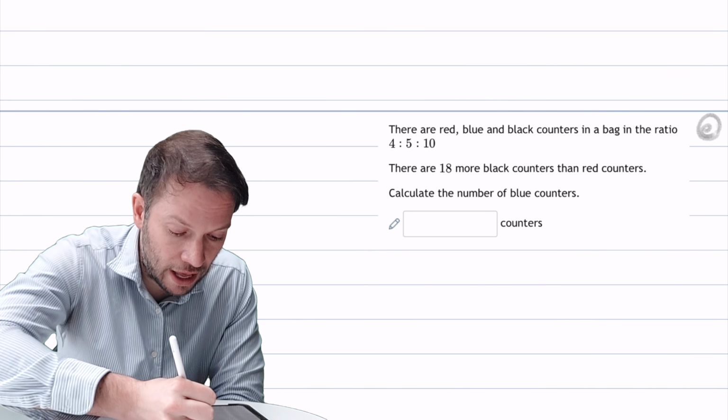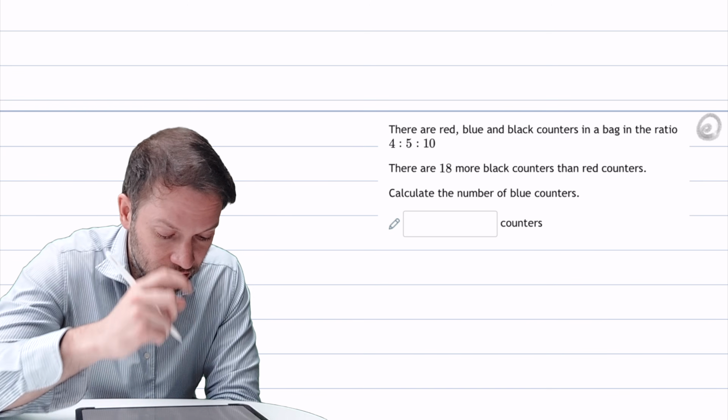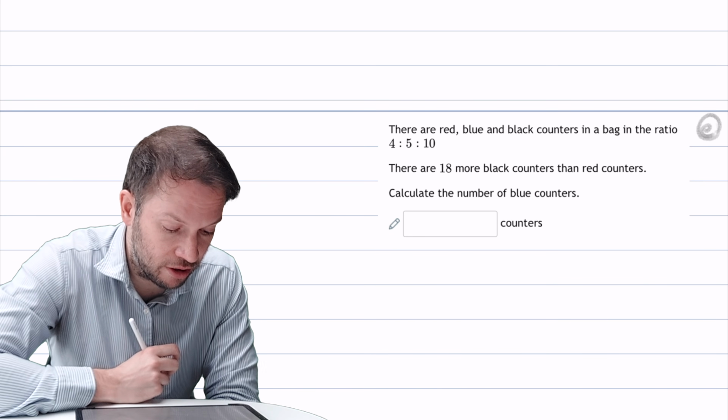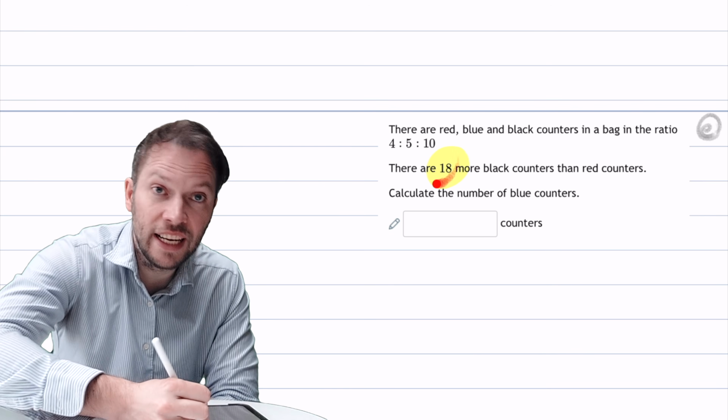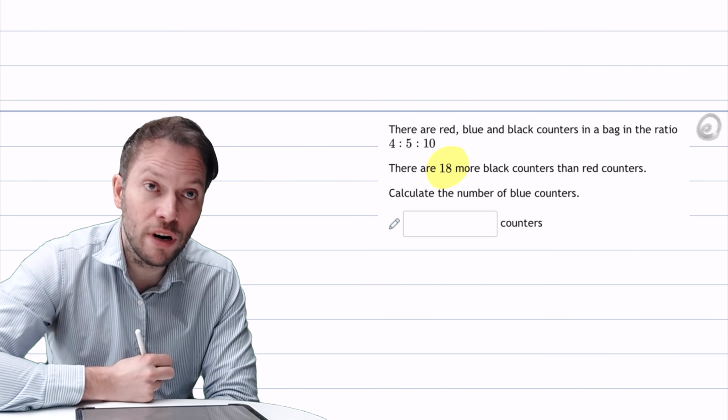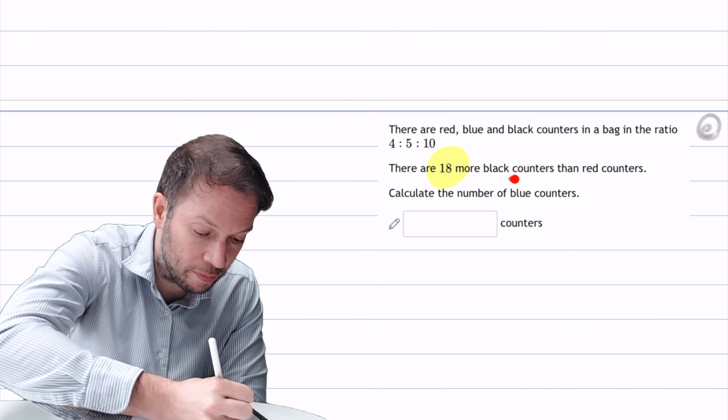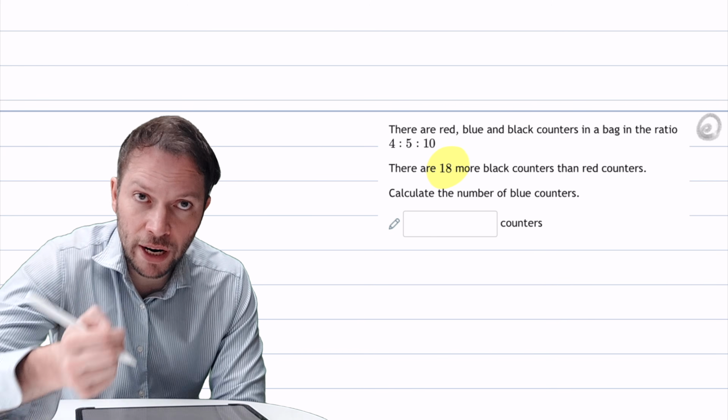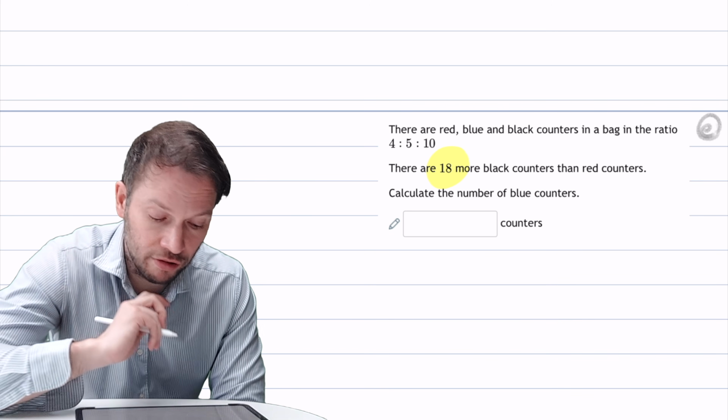It says there are 18 more black counters than red counters. Calculate the number of blue counters. Now, what does this 18 here represent? It represents the difference between the number of black and red counters. Now, in the ratio, how many parts does that difference represent?